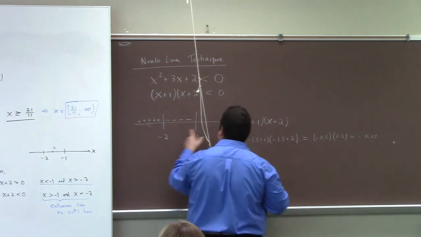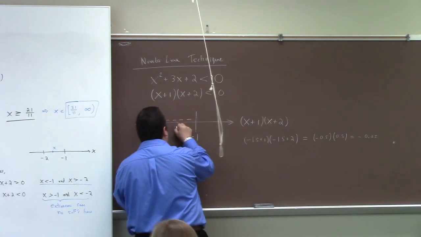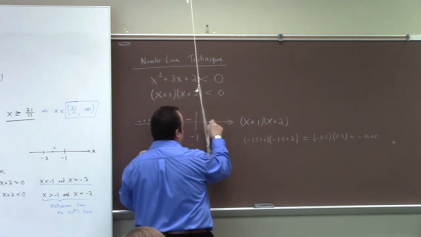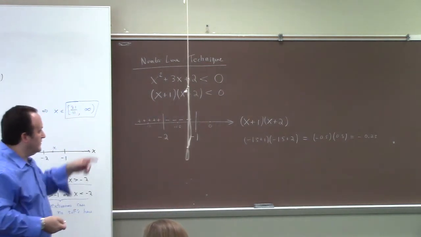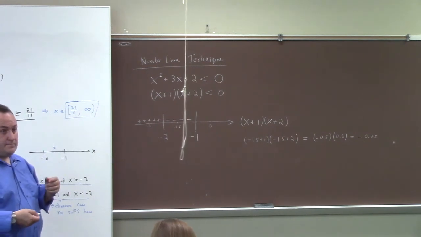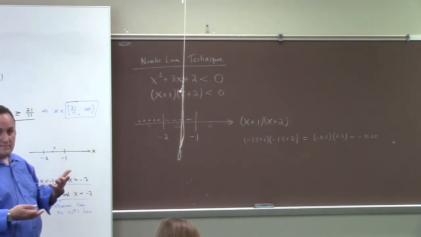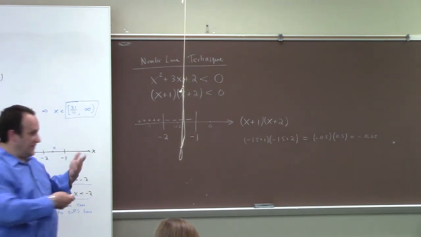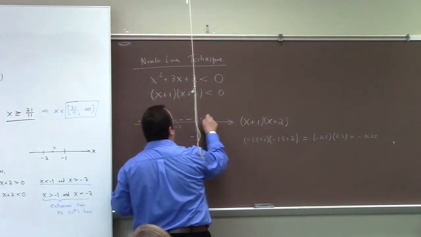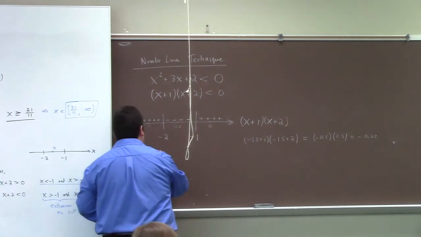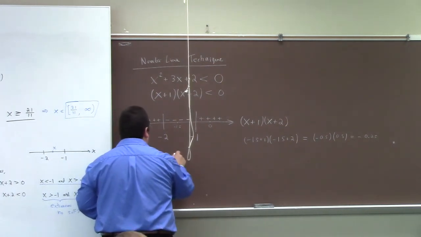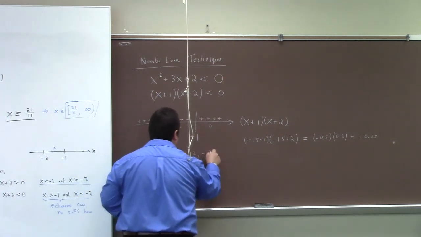And then I have to pick some point over here. So I used minus 1.5 as my test point. Over here, I could use, how about 0? 0's always nice. Plug in 0 to the expression. What do you get? You get 2, right? So that's positive. So we go plus, plus, plus. I look at this, and I can tell you immediately the solution is minus 2 to minus 1.